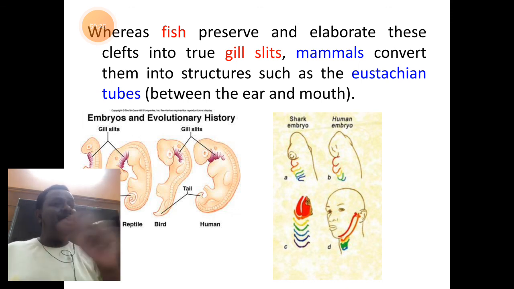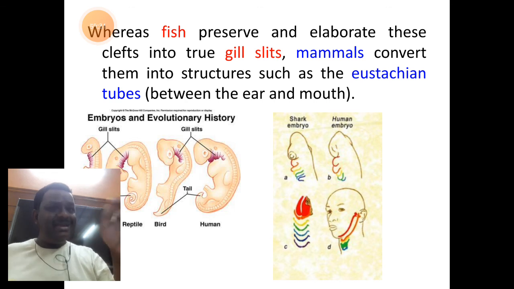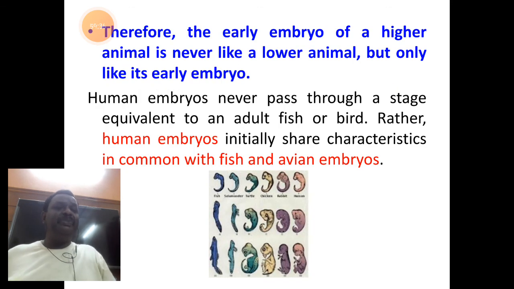So gill slits are modified to form eustachian tubes in the case of we human beings, whereas gill slits will remain as gill slits in the case of the shark, that is, the fish embryo. The next important feature is that the early embryo of a higher animal is never like a lower animal, but like its early embryo.